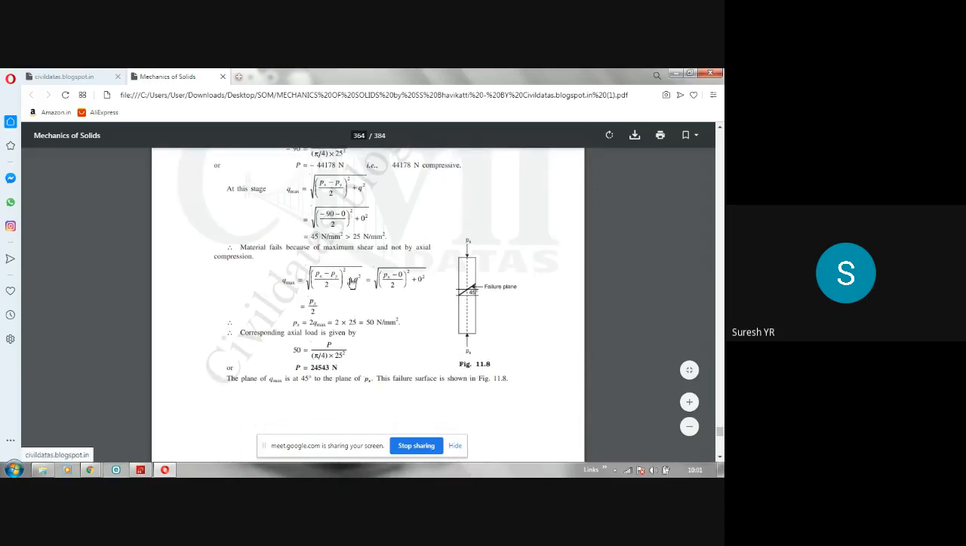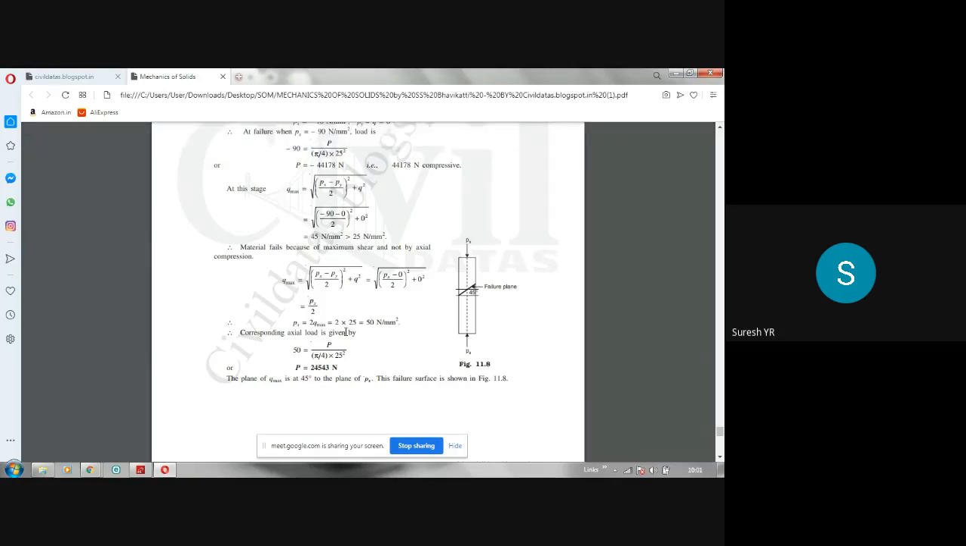Qmax, once again you apply the formula for Qmax and substitute the values. So Px is, Py is 0, Q is 0, you will get Px by 2 for Qmax. Or Px is equal to 2 times Qmax. 2 times Qmax, that is 2 times 25. 2 times 25, 50 Newton per mm square. That means it can take only up to 50 Newton per mm square of compressive stress.